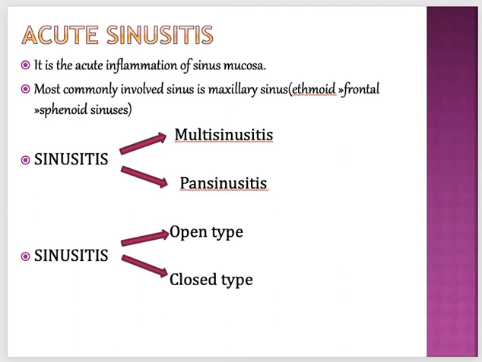A very important thing in this one is when we say the sinusitis is acute or chronic. When the inflammation of the sinus is for less than 4 weeks, we call it acute sinusitis. When the inflammation is between 4 to 8 weeks, we call it subacute sinusitis. But when the inflammation is more than 8 weeks, we call it chronic sinusitis. So less than 4 weeks is acute, 4 to 8 weeks is subacute, and more than 8 weeks is chronic sinusitis. This definition can vary in different books, but more or less it remains the same timing.